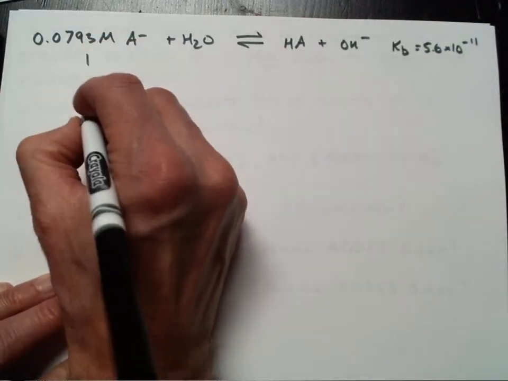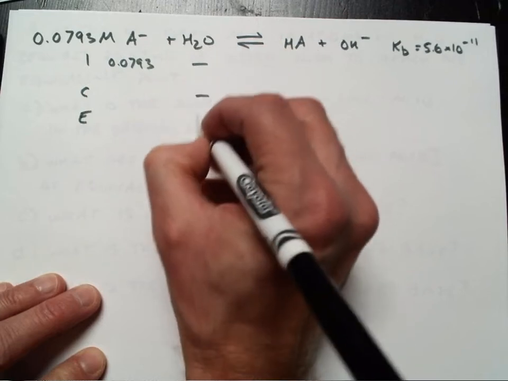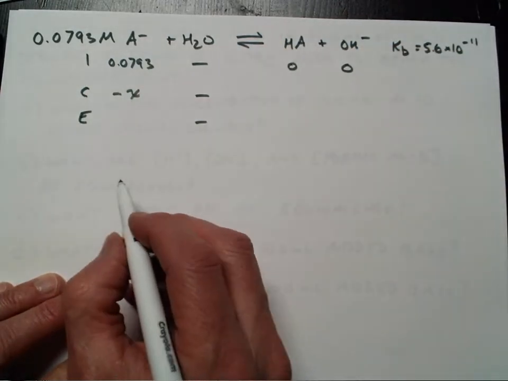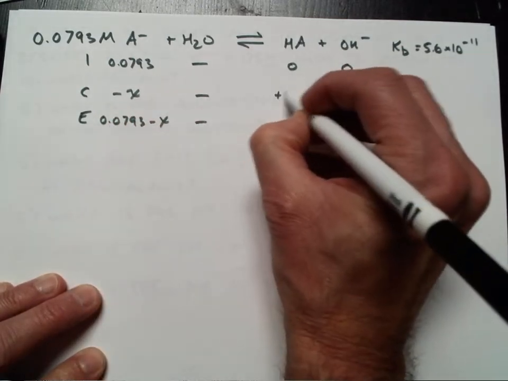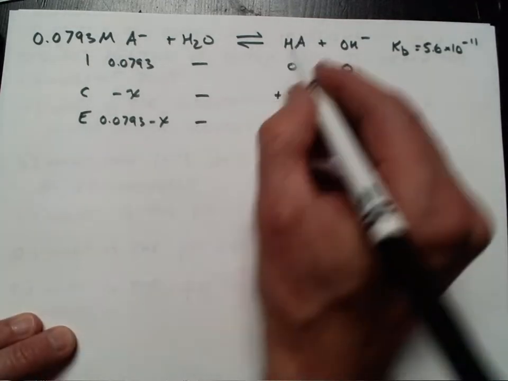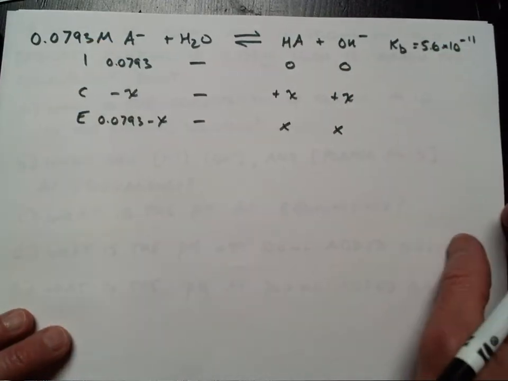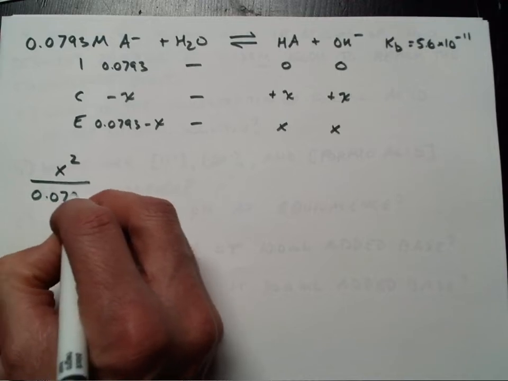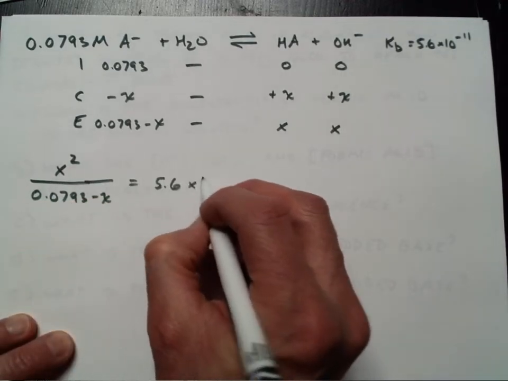So let's see, initial, change, equilibrium: 0.0793. We don't have to worry about water. We're going to lose some of the formate, 0.0793 minus x. We're going to get x of each of these, and I can write the concentration of this times the concentration of this over the concentration of this is Kb. So I'm going to get x squared over 0.0793 minus x is 5.6 times 10 to the negative 11.